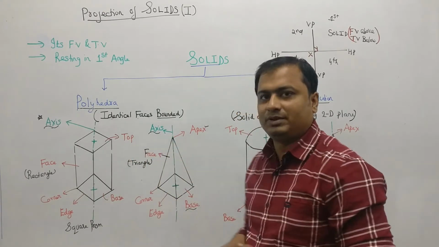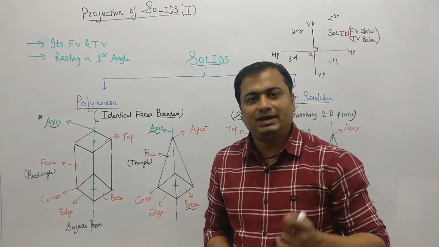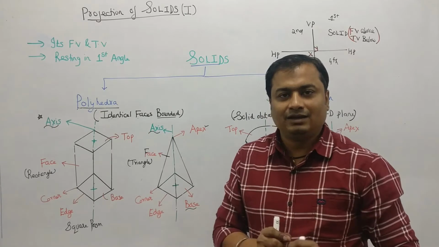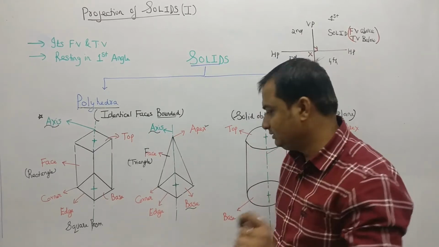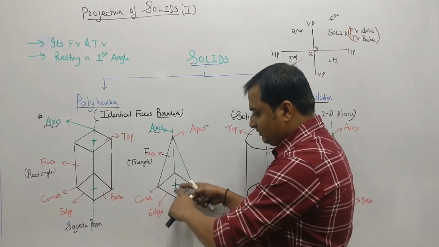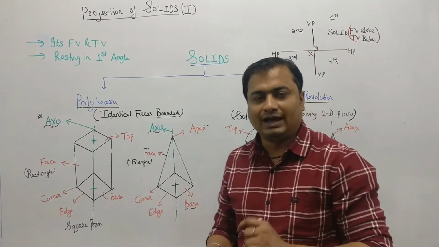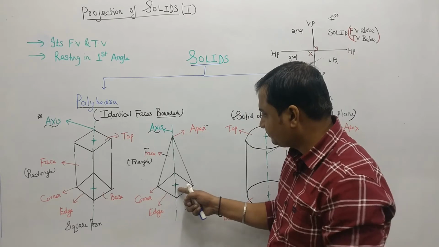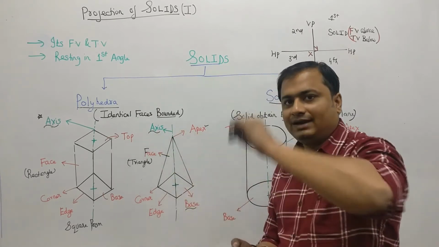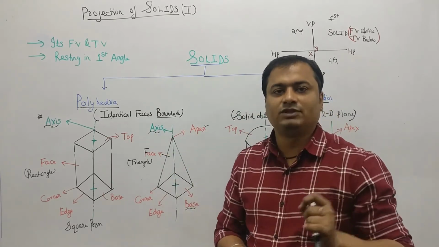What will be the axis of pyramid here? So the axis of pyramid is an imaginary line that joins the center of the base and the apex. So the line joining the center of the base and the apex, that line is called the axis of the pyramid.